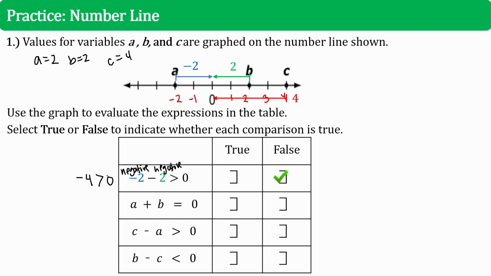Next, a plus b. A is -2, b is 2. -2 plus 2, that is 0, and 0 is equal to 0. That is going to be true.